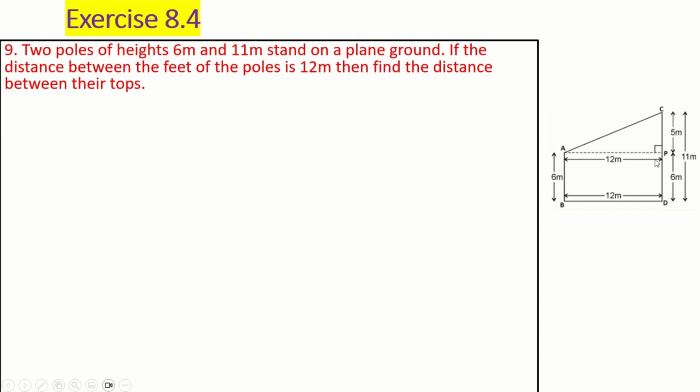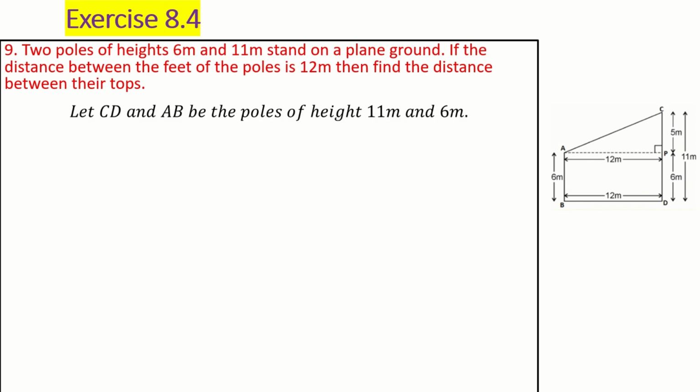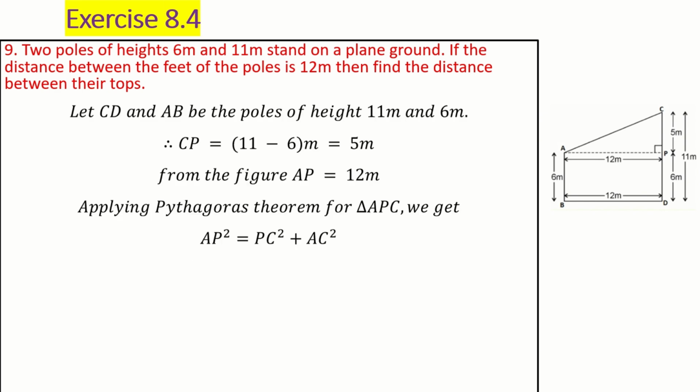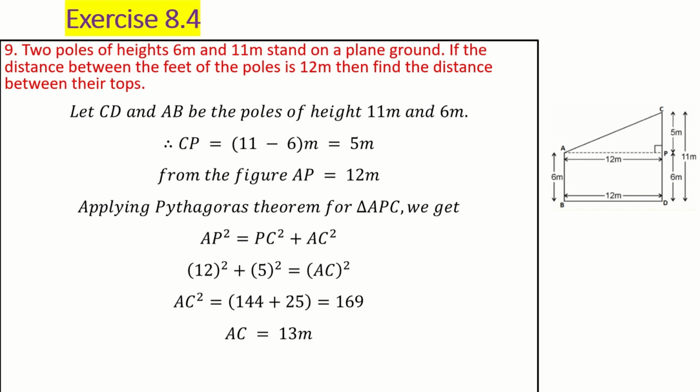Now it will form first a rectangle here, till height of 6, and then a right angle triangle on top. Correct? And AP, if you call it P, AP is perpendicular to CP, same as CD is perpendicular to BD, right? And the distance between their tops is AC basically. You need to find AC. So AC square is 12 square plus 5 square, correct? That is 169. AC is 13 meters. Next.